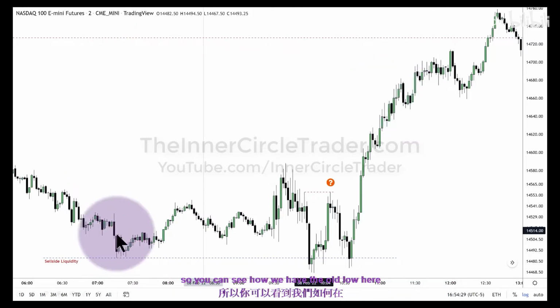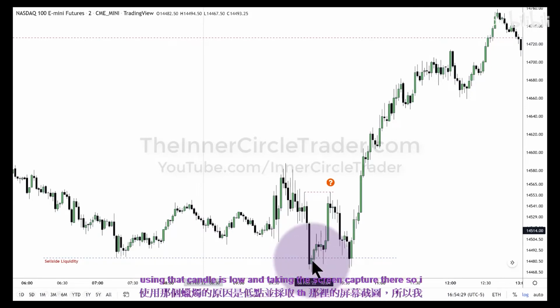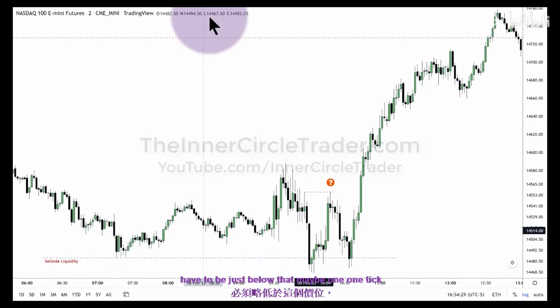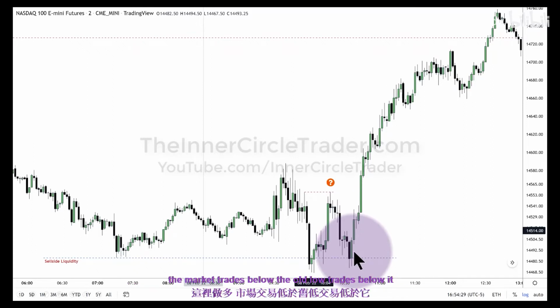All right, so you can see how we had the old low here. We trade down below it. And this 1004, I'm actually highlighting that candle right there. The reason why I'm using that candle's low and taking the screen capture there is I want you to see the low candle's price. Okay, so that's where your stop would have to be, just below that, maybe one tick. By going long in here, based on the logic I'm going to start to outline here.